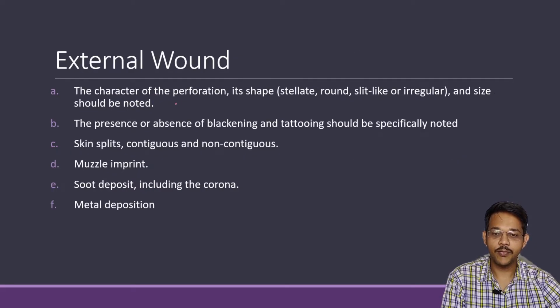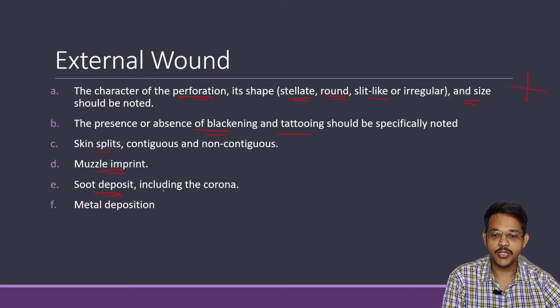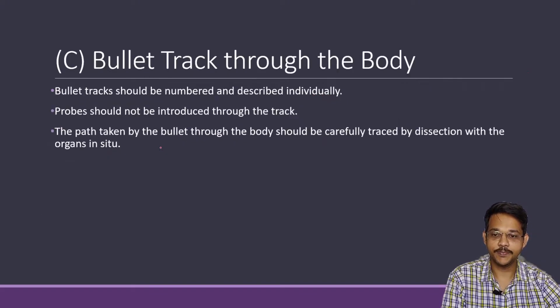Then the external wound of the bullet wound has to be described, like the character of perforation and how it is shaped. It may be stellate shaped, which tells that it may be a contact shot, it may be round, slit like or irregular, and the exact size based on length and breadth has to be noted. Presence or absence of blackening and tattooing should be specifically noted, which will help in estimating the range. If skin is flat, whether it is contiguous or non-contiguous has to be noted down. Presence of muzzle print, soot deposition, including the corona around the wound, has to be noted down. If any metal deposition is present on the entry wound, it has to be described.